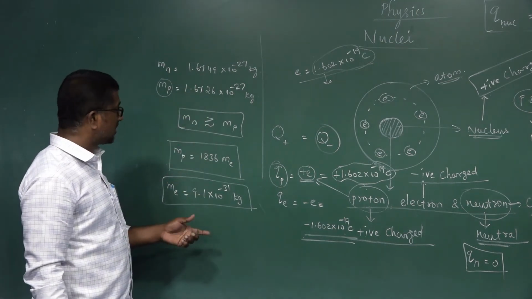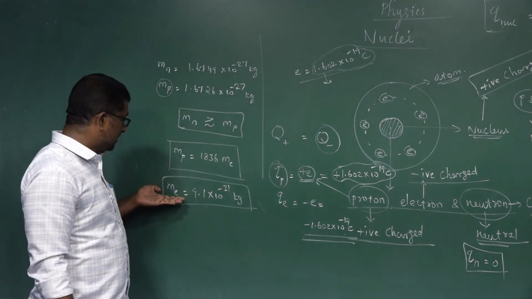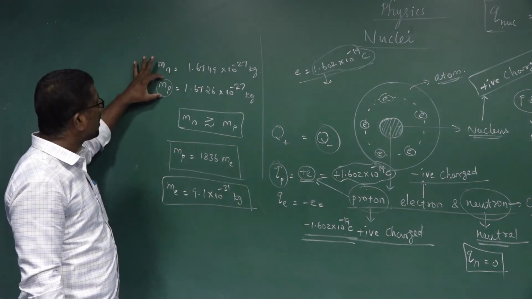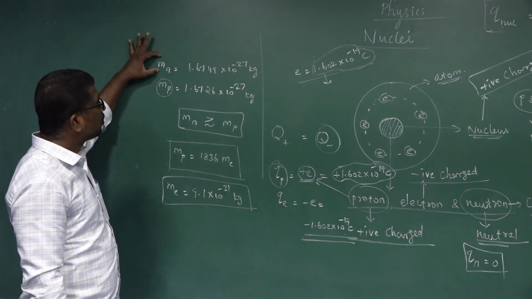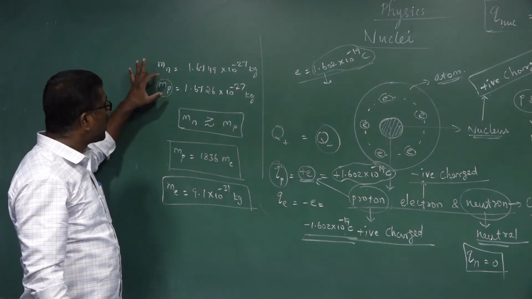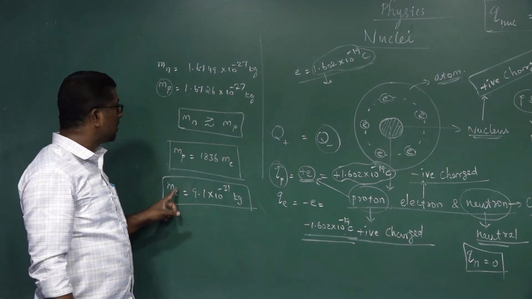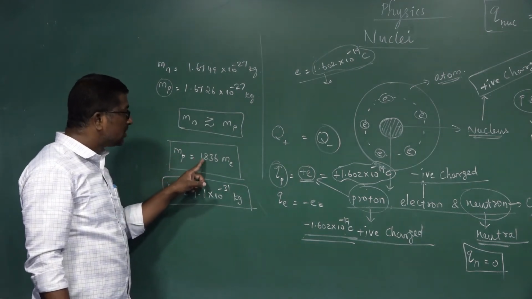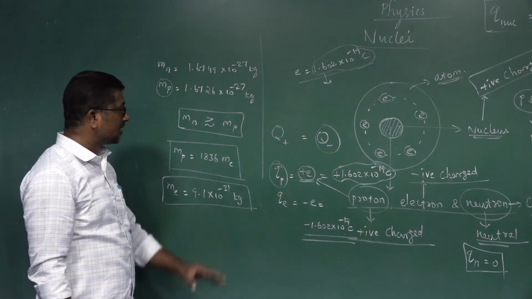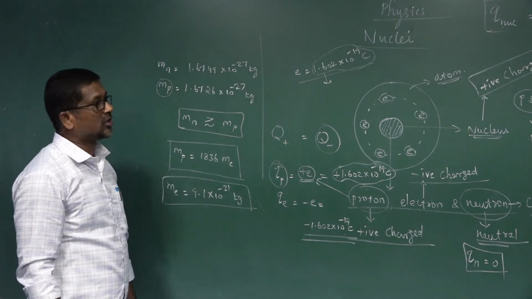Among these three particles, the least mass is the electron and the highest mass is the neutron. Comparing mass of neutron and mass of proton, mass of neutron is slightly greater than that of proton. Comparing mass of proton and mass of electron, the mass of proton is 1836 times the mass of an electron, right?